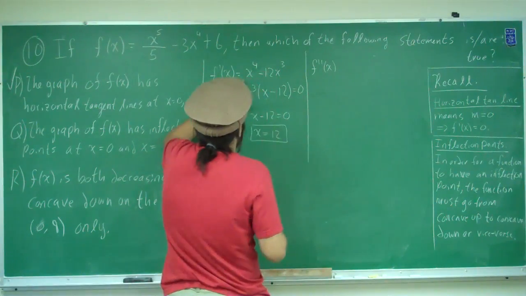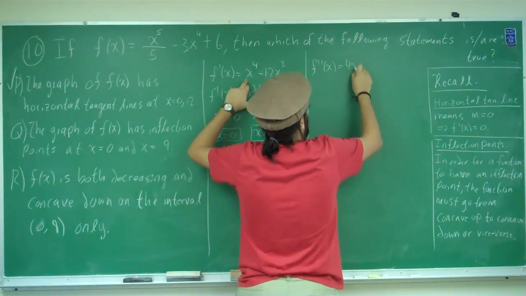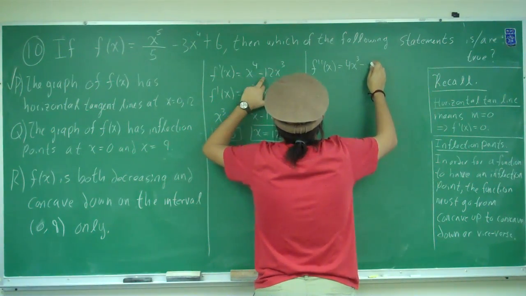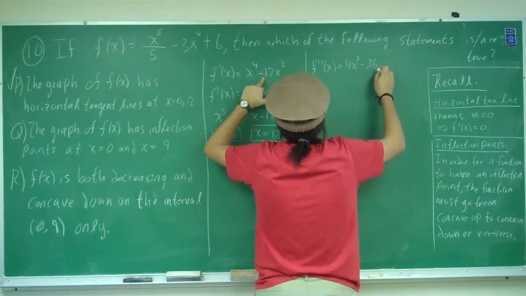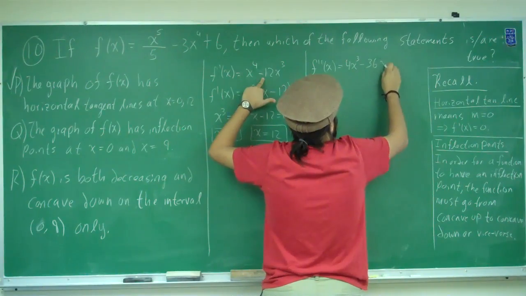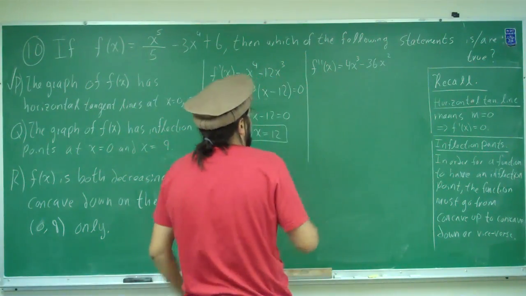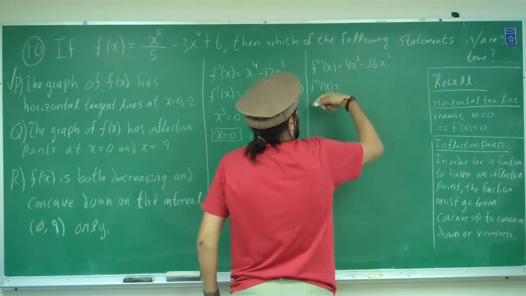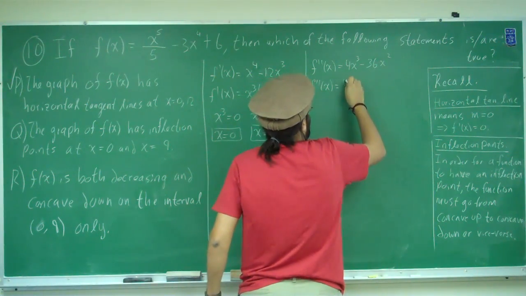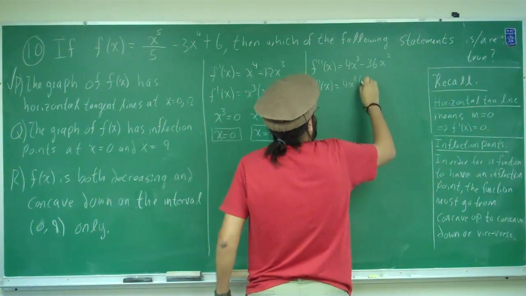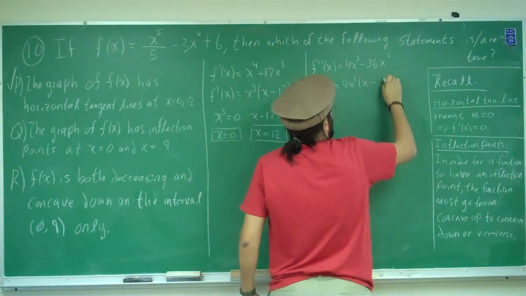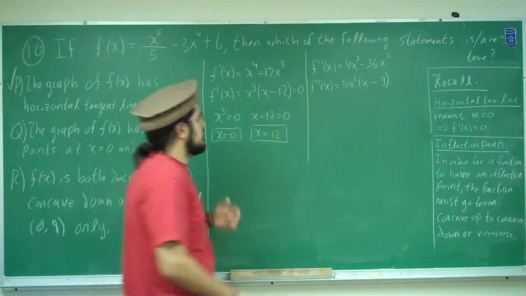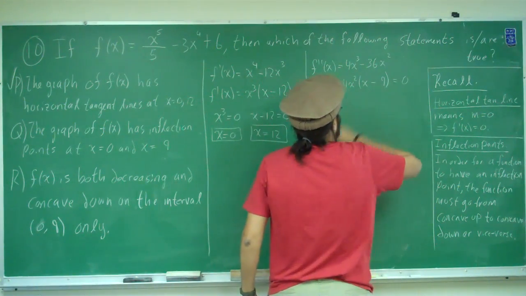So f double prime, that's going to be 4x cubed minus 36x squared. Alright, so let's do some simplification here. We can factor this out. Factor out a 4x squared. We're left with x minus 9. Okay, so we have factored that out. Now we equate this to 0.